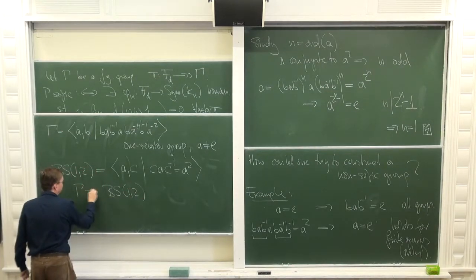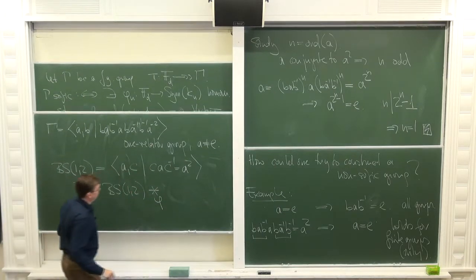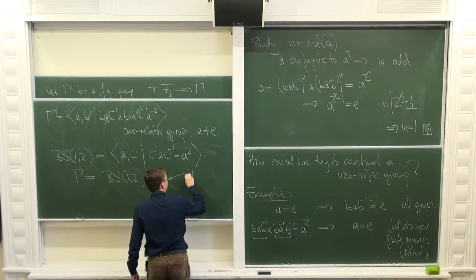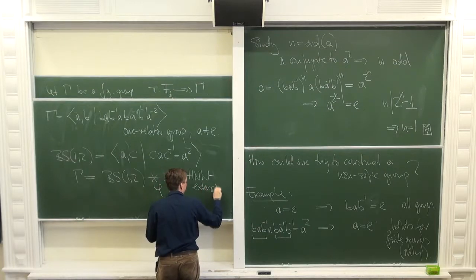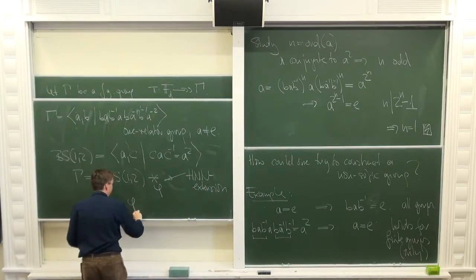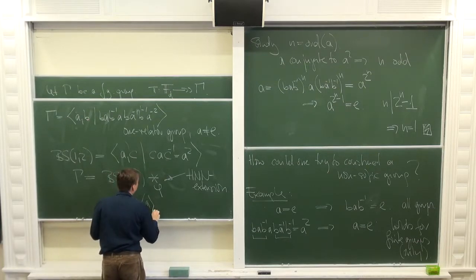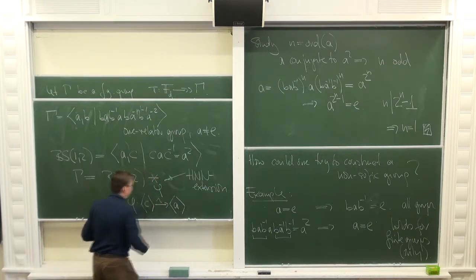Right, so this group gamma now arises as an HNN extension with respect to some map phi. And phi is the map that maps the group generated by C, well, it doesn't really matter, isomorphically onto the group that is generated by A.